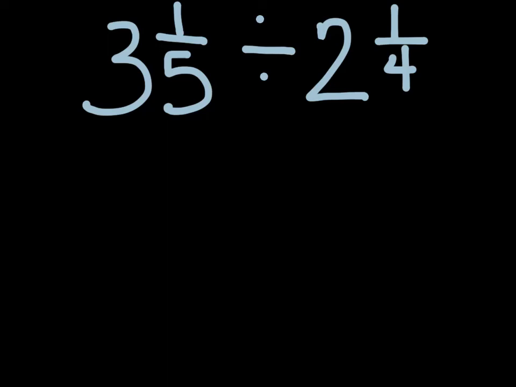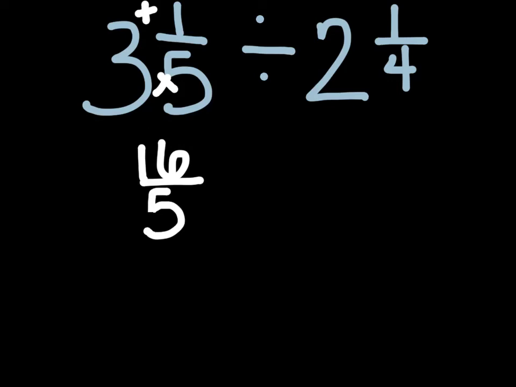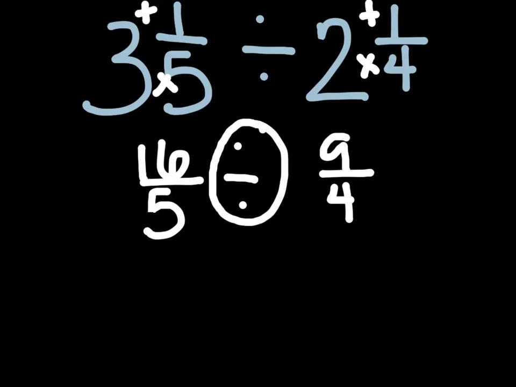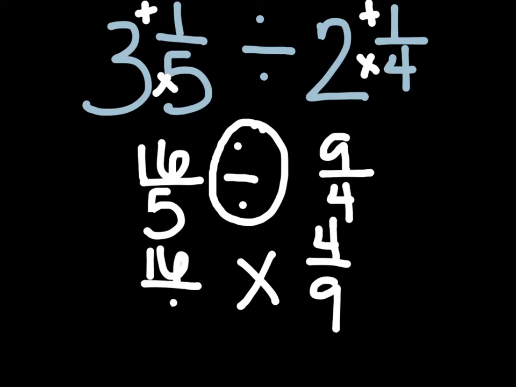So this one, 5 times 3 plus 1 is 16/5. Do not change it to multiplication yet. So it's still a division problem. We're just rewriting it. 4 times 2 is 8, plus 1 is 9/4. Now, it's a division problem. We don't necessarily like to do division problems. We change division to multiplication, flip our second fraction upside down, and you leave your first fraction alone.